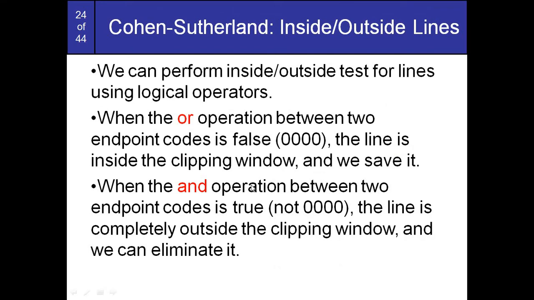So we can perform inside-outside test for lines using logical operators. When the OR operation between the two endpoint codes is false, the line is inside the clipping window and we save it. That is, after doing the OR operation, if the result is completely 0, then it indicates that the line is inside the clipping window. And when we do the AND operation between the two endpoint codes and the result is not 0, then it indicates that the line is completely outside the clipping window, and that part can be basically completely ignored.